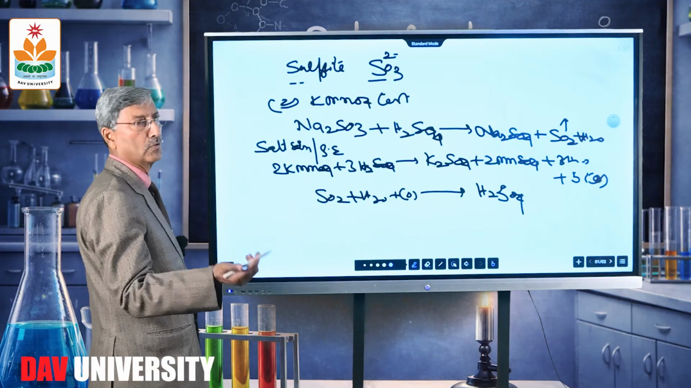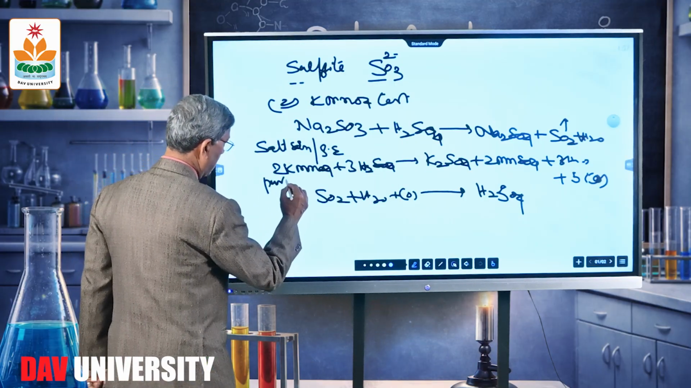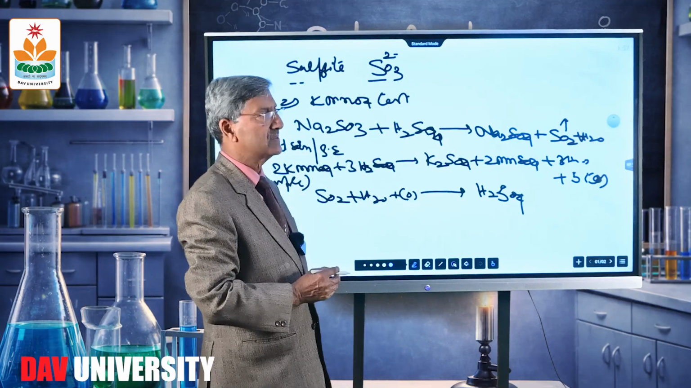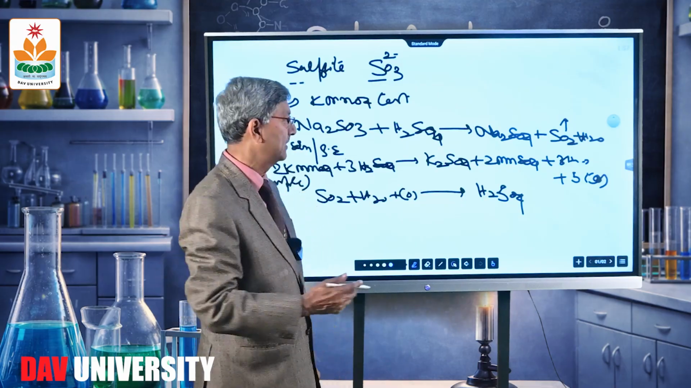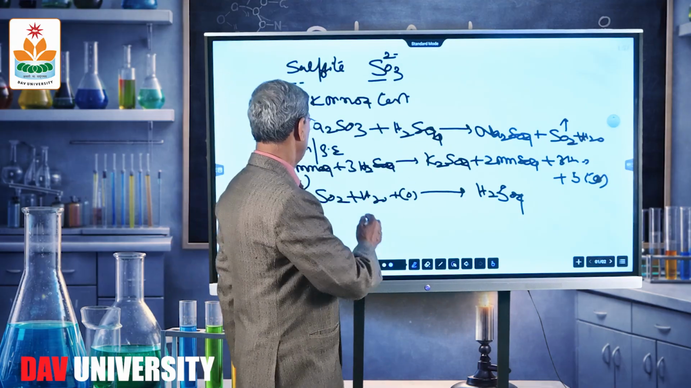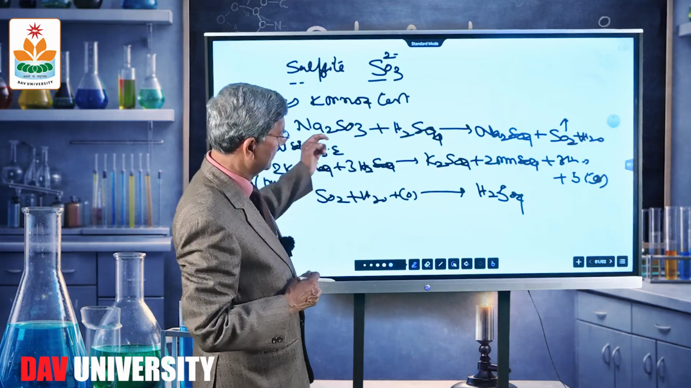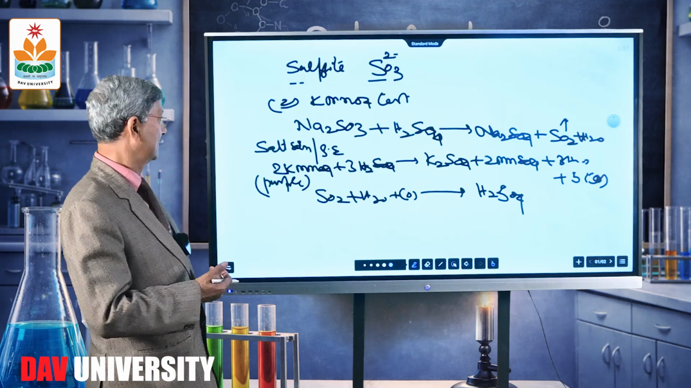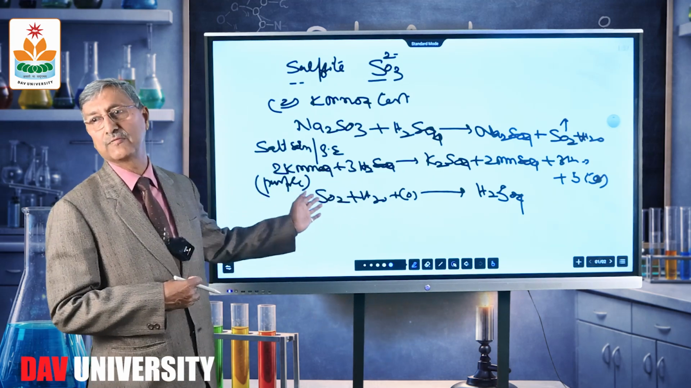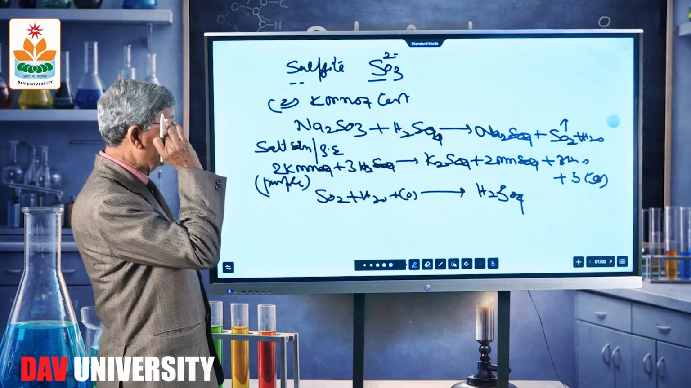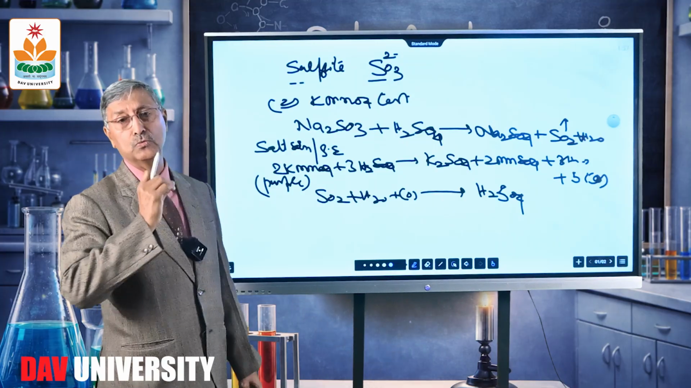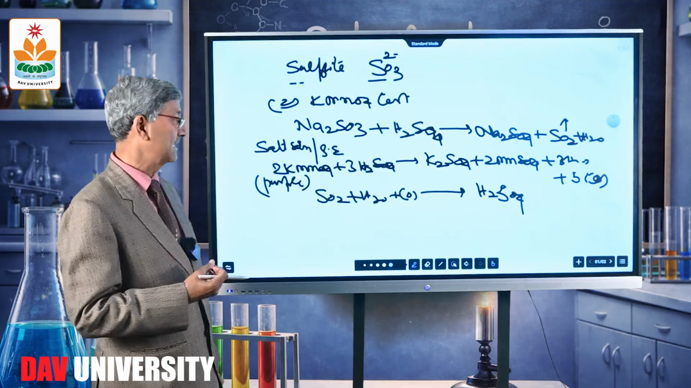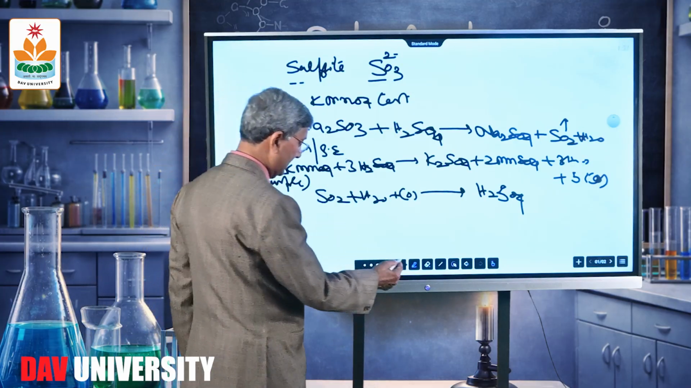All of you know about KMnO4, this is purple in color. Potassium sulfate is colorless. Manganese sulfate is very, very faintly pinkish, almost colorless. So purple colored KMnO4 gets converted into nearly colorless manganese sulfate and potassium sulfate. So the test is that it decolorizes the acidified KMnO4. When sulfur dioxide evolved is passed through acidified KMnO4 solution, the KMnO4 solution turns colorless or gets decolorized. So this is the second test for sulfite.